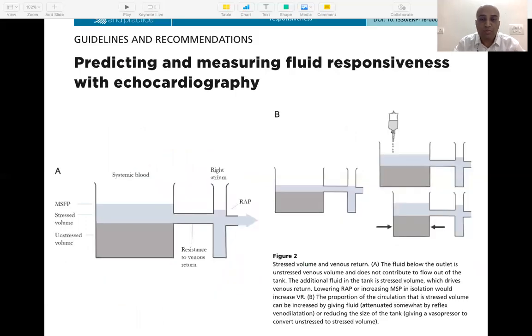If I put it more lucidly, the fluid situated below this nozzle does not influence the flow rate through the nozzle. It is the fluid situated above the nozzle, and the pressure. So how can we increase the pressure? If we increase the volume of the fluid above the nozzle, that is called the stressed volume, or by any means, if we can mobilize some amount of fluid from the unstressed volume into the stressed volume.